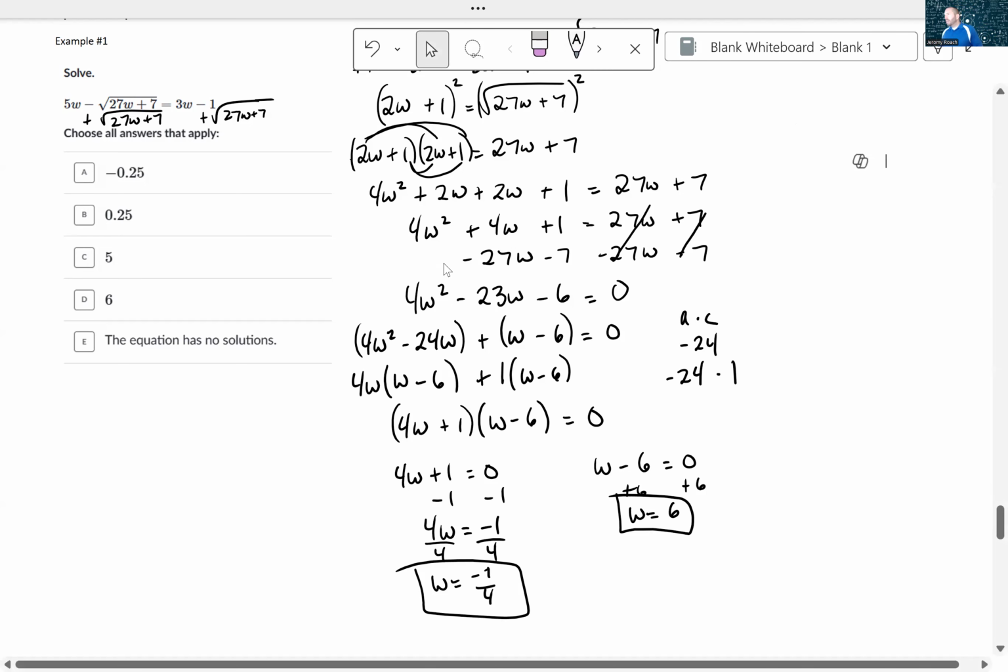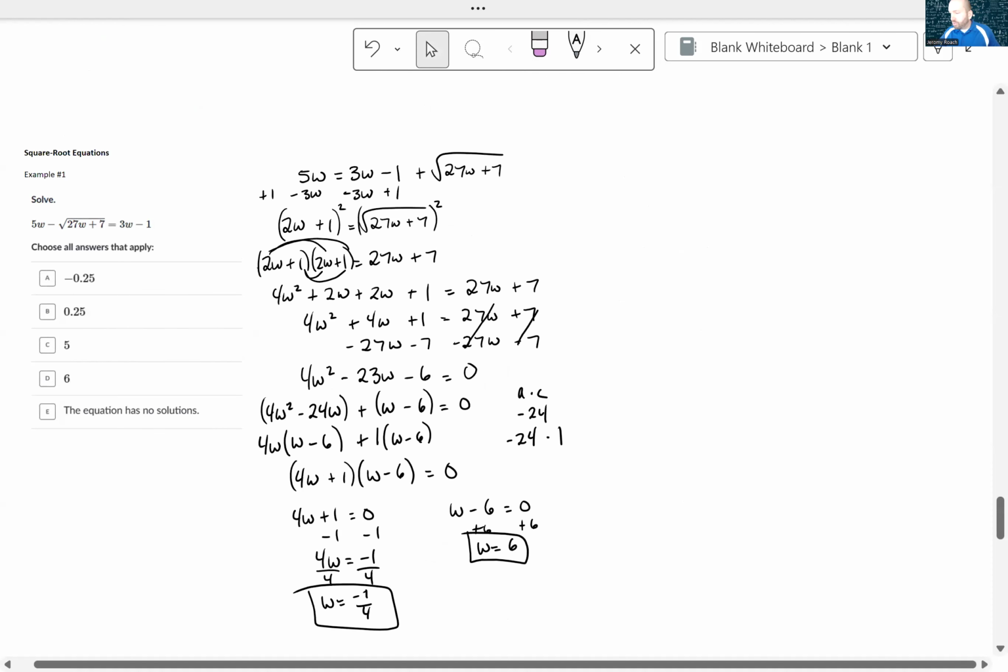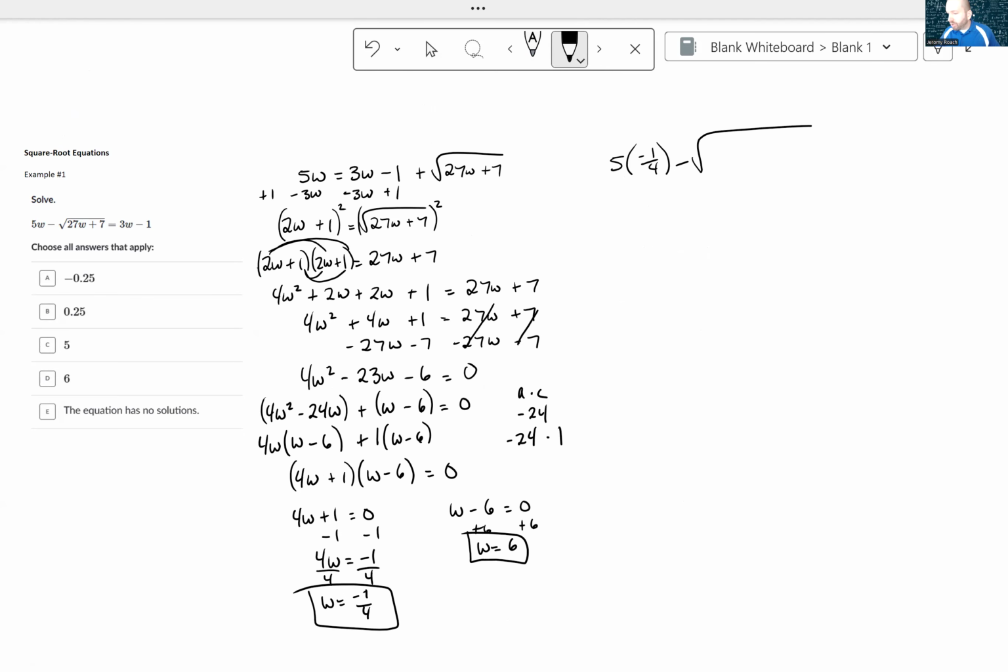Okay, so we're going to plug in negative 1/4 for w and 6 for w. So to do that, we're just going to use our original equation. So let's go back up here. Let's start with negative 1/4. That one's a little tougher, so we'll start with that one, I guess. So 5 times negative 1/4 minus the square root of 27 times negative 1/4 plus 7, all under the square root. That's really important. If it's all under there, you keep it under the square root. If it's separate, you keep it separate.